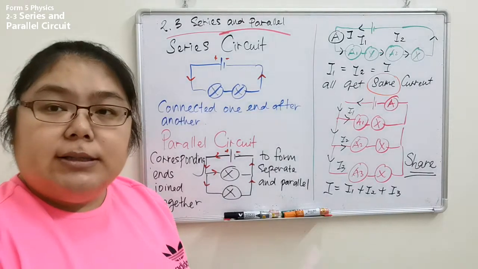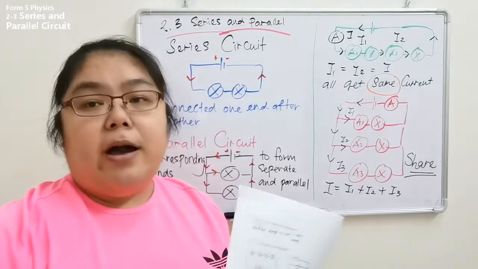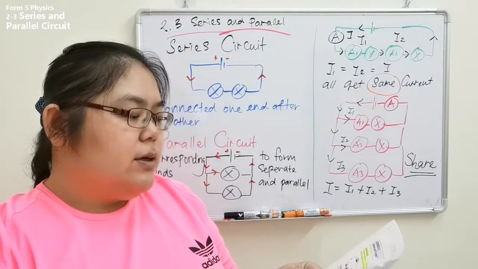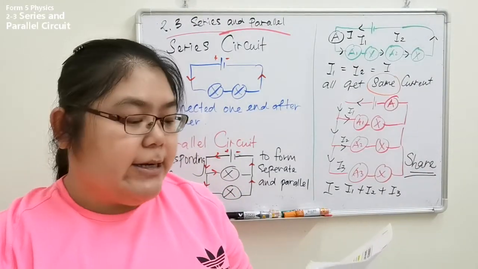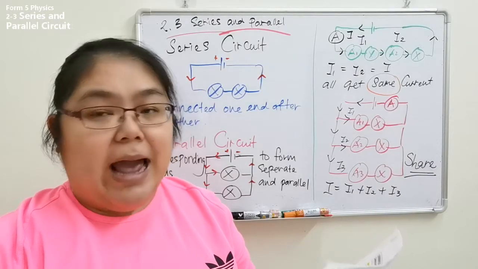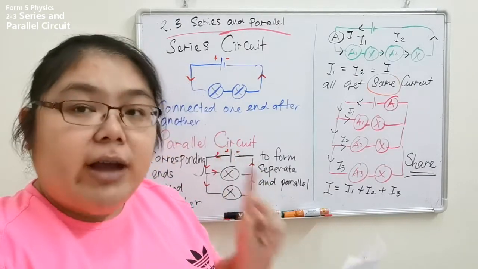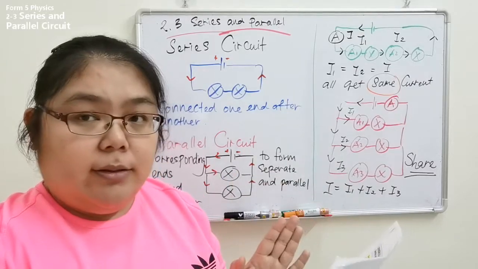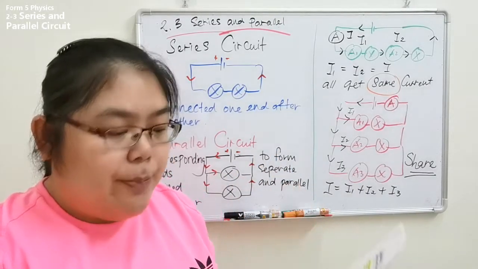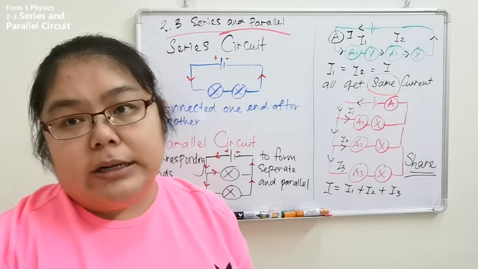Okay, after that we go and see the second one. That's the parallel circuit. Okay, parallel circuit, they say all the components are connected with their corresponding ends joined. Every end they will separate. Corresponding ends joined, after that separate. How to separate? Separate by parallel.